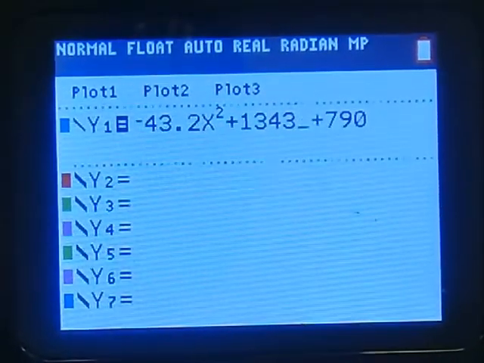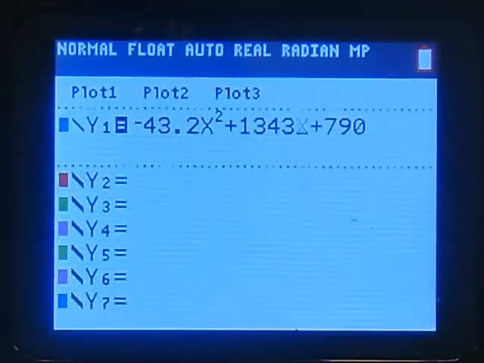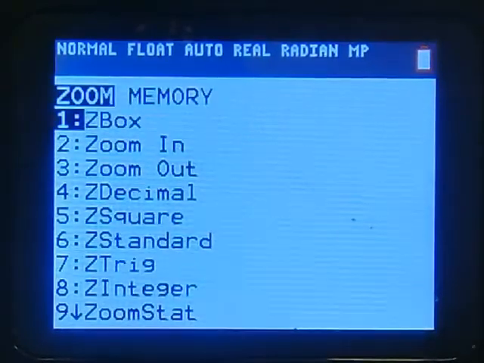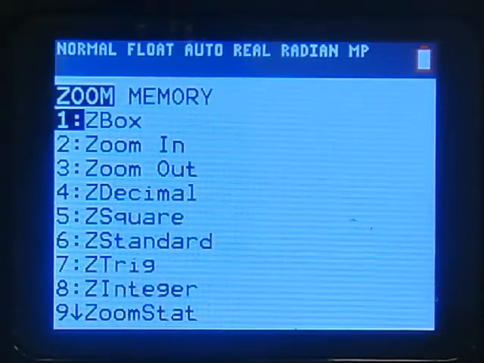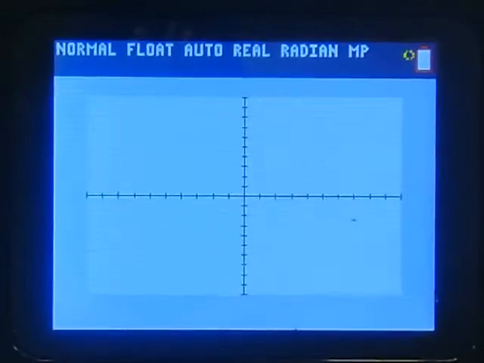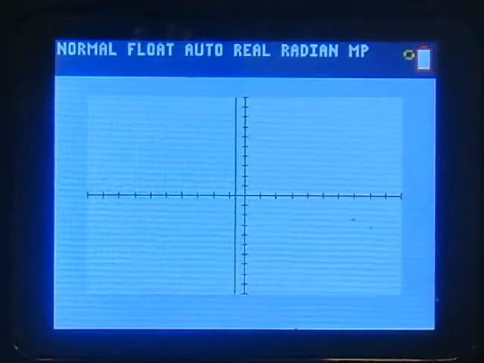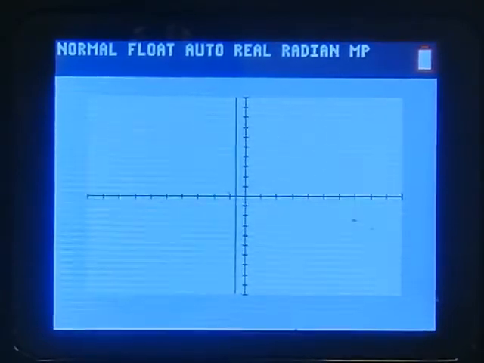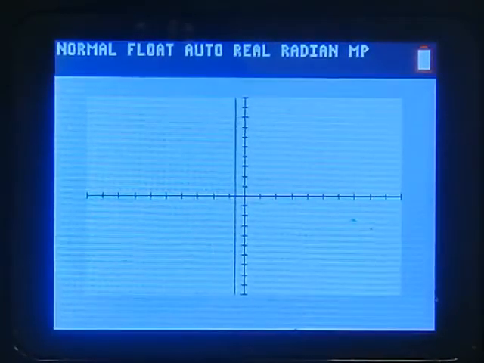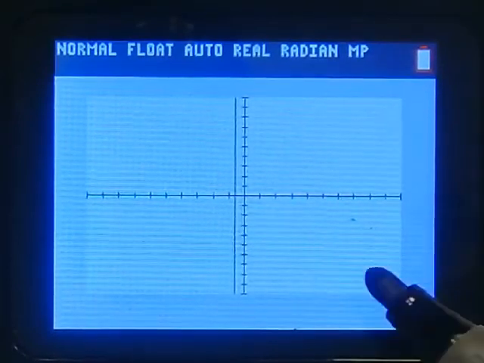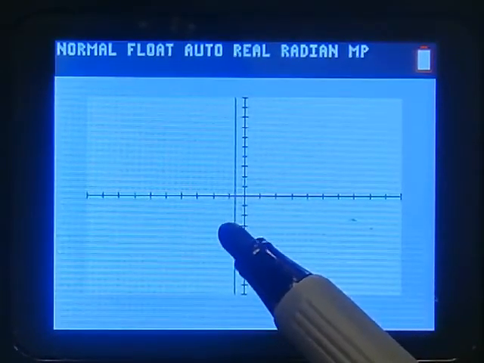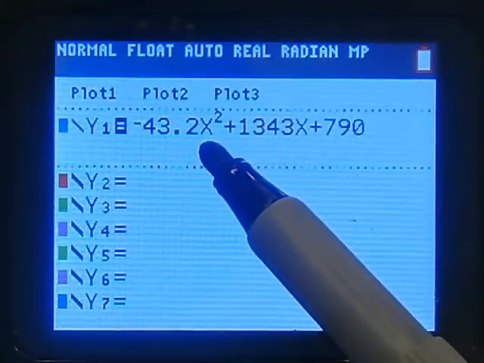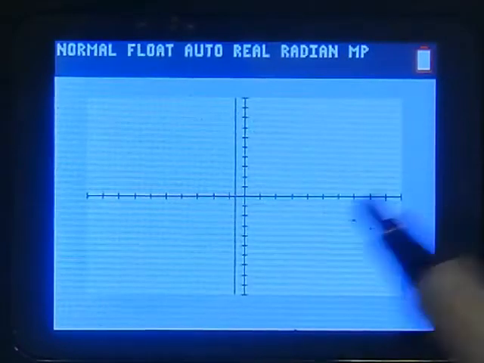Now, I'm going to do something that I know is probably not going to work. Hopefully, it won't work. I'm doing it deliberately. If I hit zoom standard, and that's number 6 here, watch what happens. It gives me a line that looks vertical here. Now, we know that a vertical line is not a function. Plus, I was expecting a parabola here. This is an x squared term, right? So I should expect a parabola that opens down, and that's not what I got.